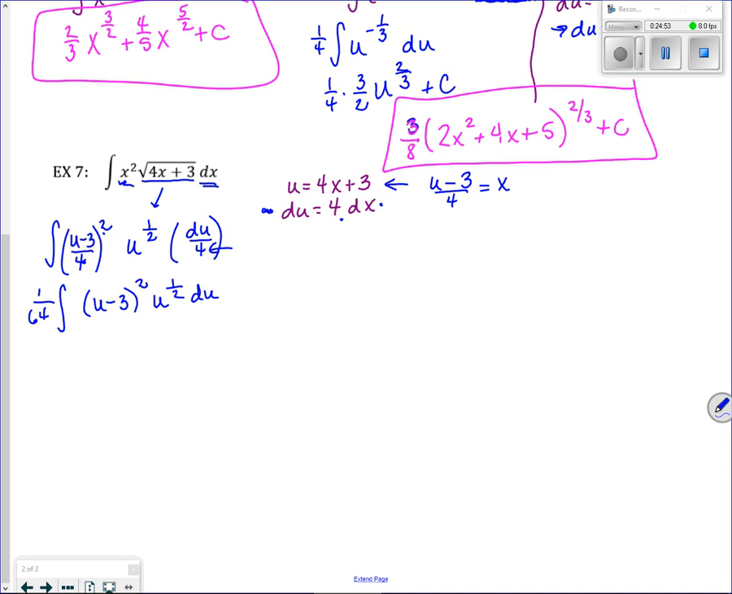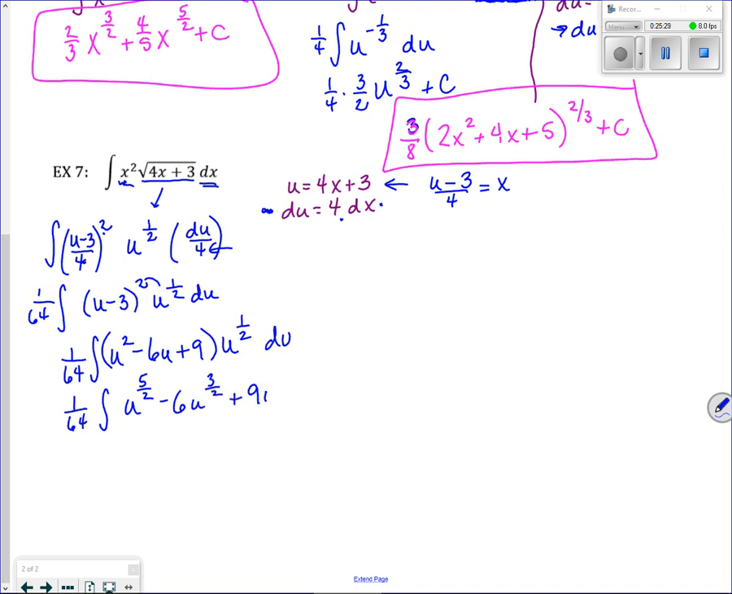Now I'm not really ready to integrate yet, because I still can't distribute this through until I square. So I would have u squared minus 6u plus 9, and then I'm going to have u to the 1/2 du. Now I'm ready to distribute that u to the 1/2. So that would be u to the 5/2 minus 6u to the 3/2 plus 9u to the 1/2 du. Now I have to integrate.